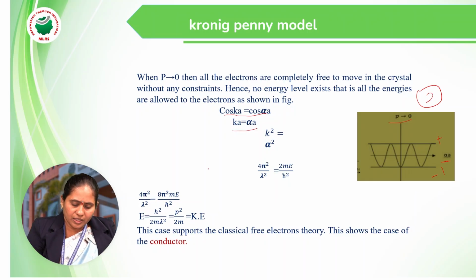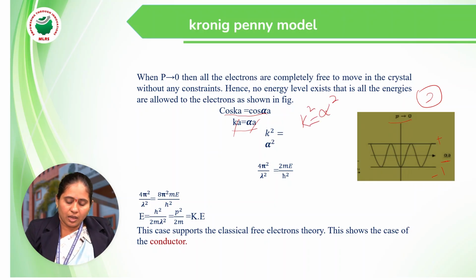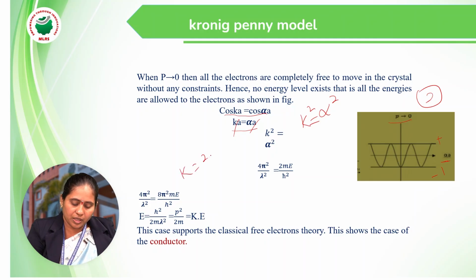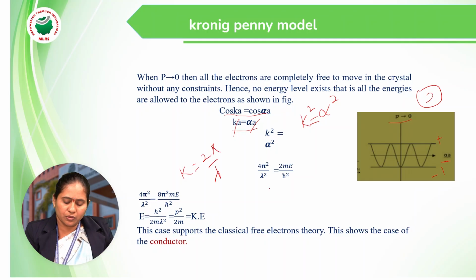Next, here A gets cancelled, K square is equal to alpha square. K is 2 pi by lambda, so K square is 4 pi square by lambda square. Alpha square is equal to 2mE by h cut square.